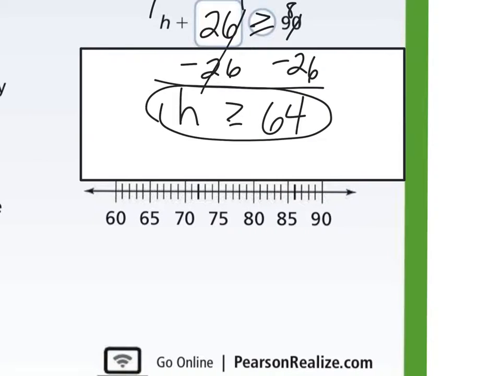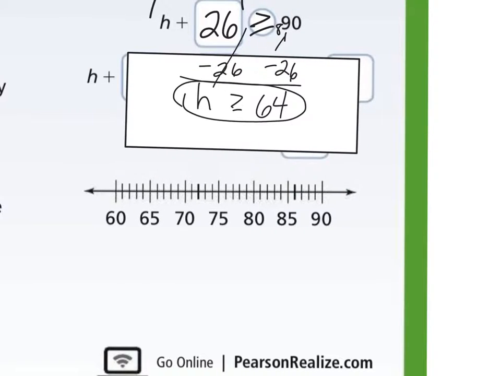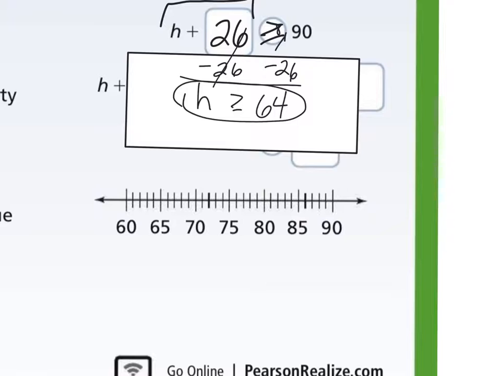And then we're going to graph that on a number line. We're going to find 64. I want you to graph these above the number line so you don't have to resharpen your pencil every time. It also makes it clearer where your answer is instead of me trying to look on the actual number line and see where you shaded.